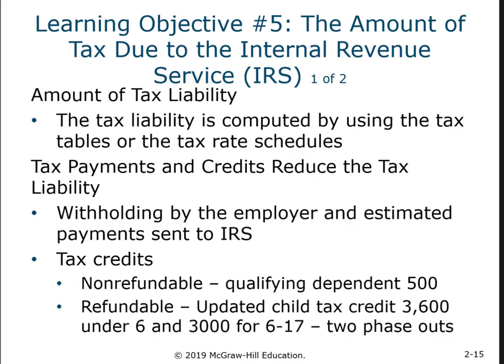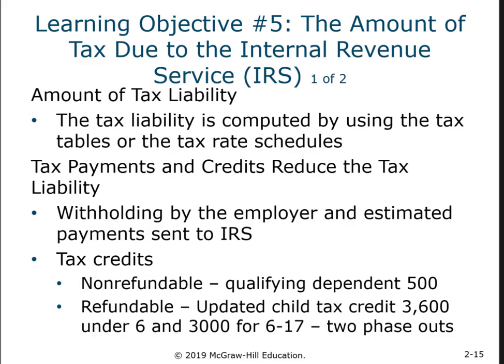Remember, we talked about that in Chapter 1, that if it's under $100,000, then we do it on the tax tables. If it's over $100,000, we do it on the tax rate tables. And then any tax payments or credits reduce the tax liability. We're just giving you a little teaser about some of these tax credits until we get to Chapter 9, when we'll go through most of them, a good chunk of the ones that you would run into most often.